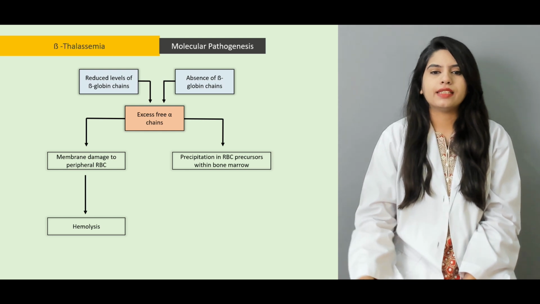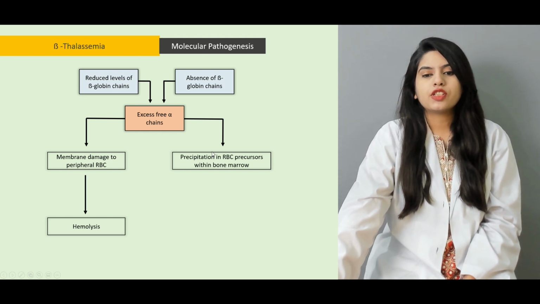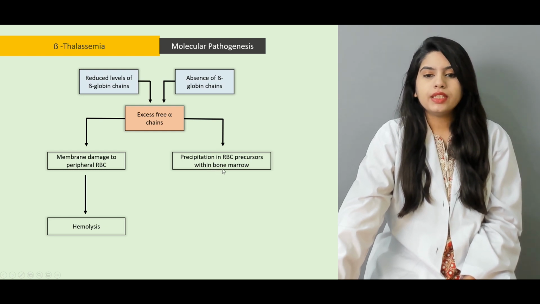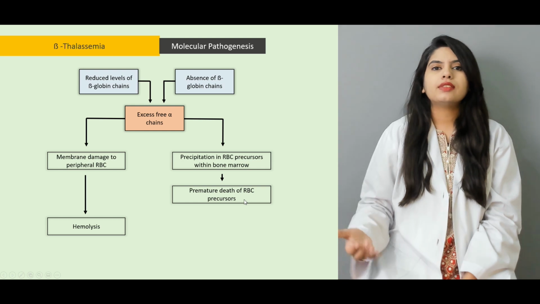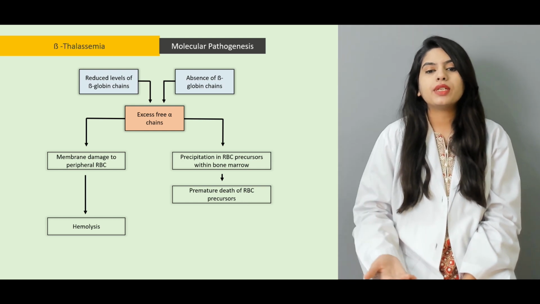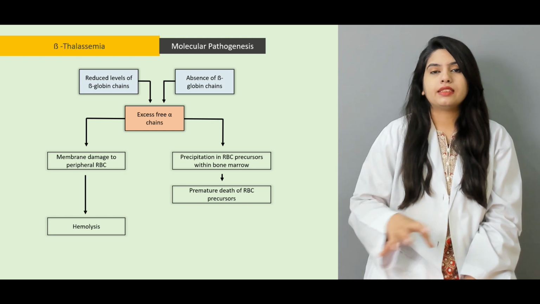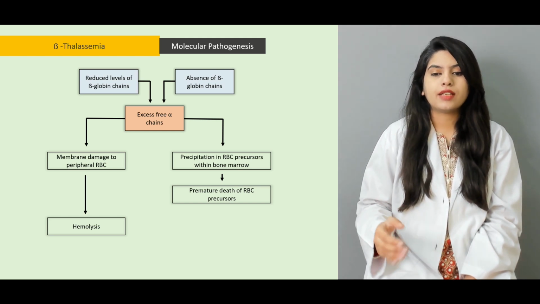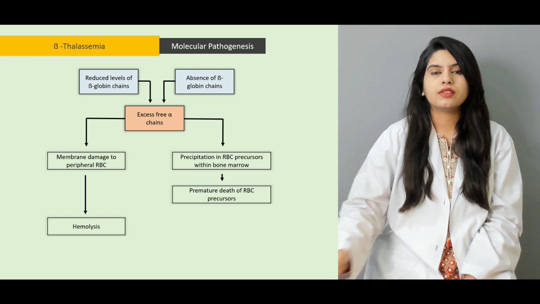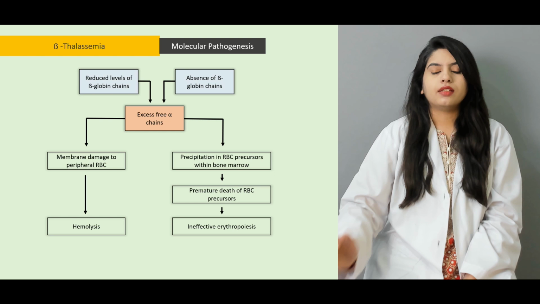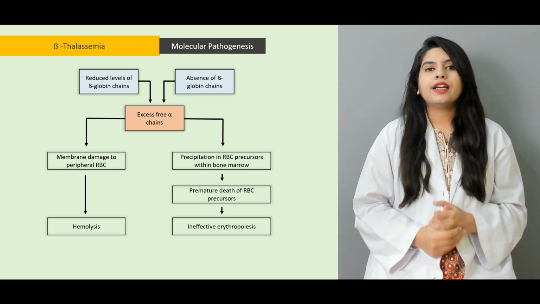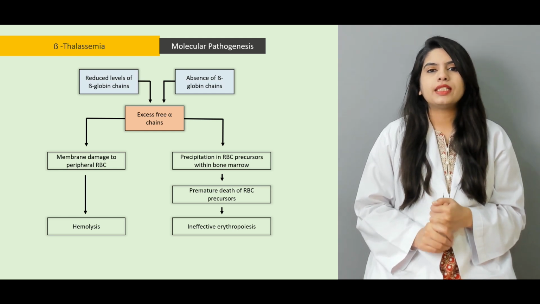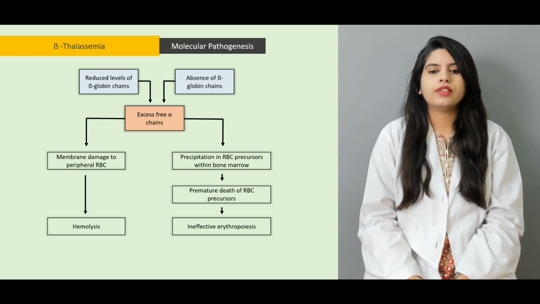Then there can be another case. These excess free alpha chains may lead to precipitation in RBC precursors within the bone marrow, which leads to the premature death of RBC precursors. The precursor cells, the stem cells, can also be affected by these excess free alpha chains, leading to their premature death. As the precursor cells that have to be converted into erythrocytes are not present or are deficient, obviously the process of erythropoiesis will be affected or reduced.